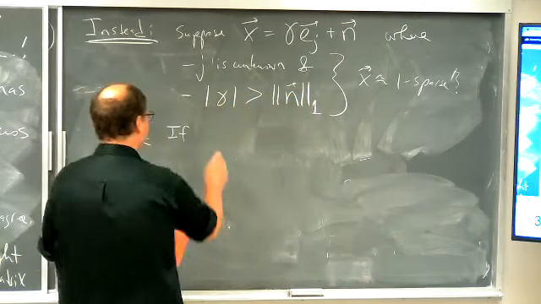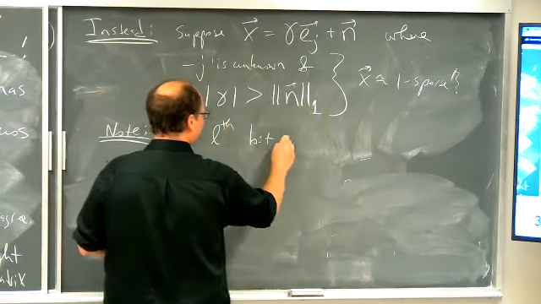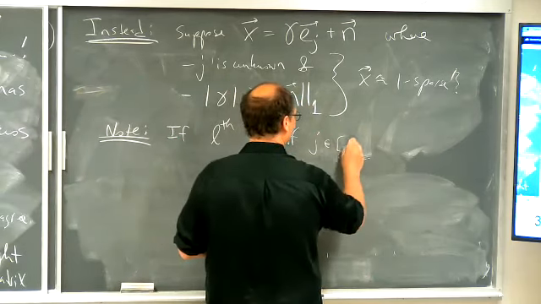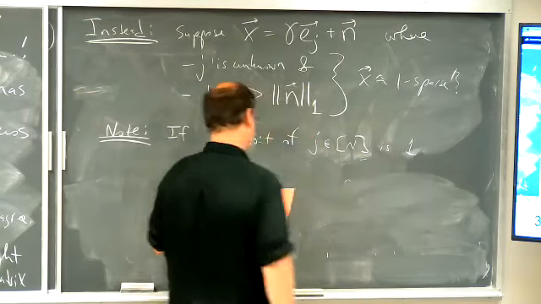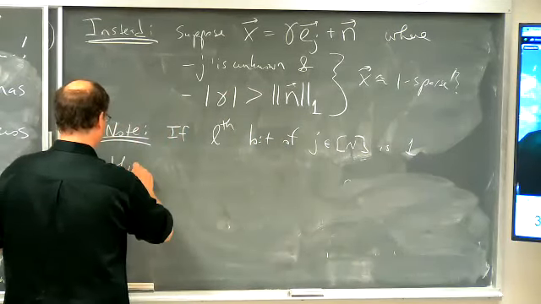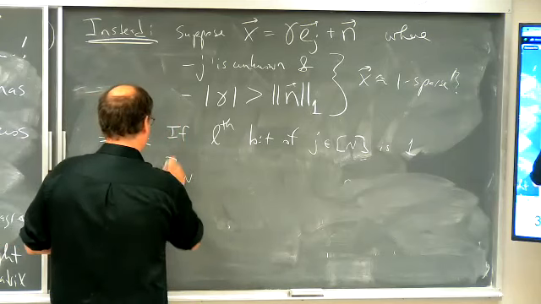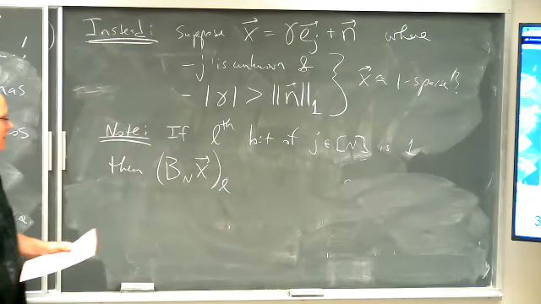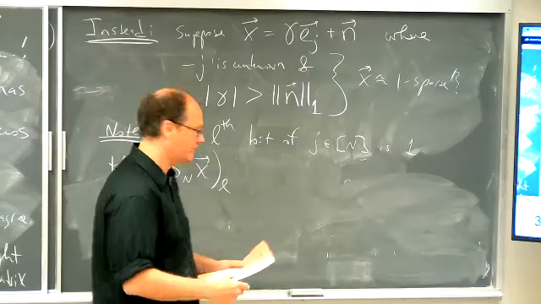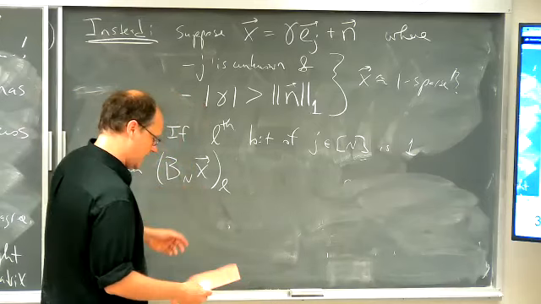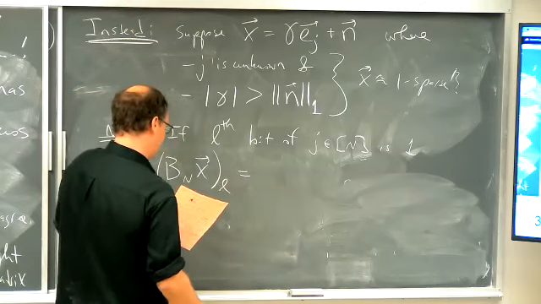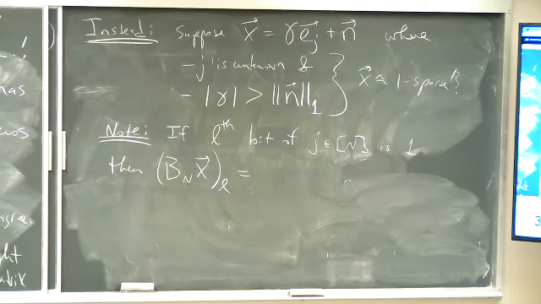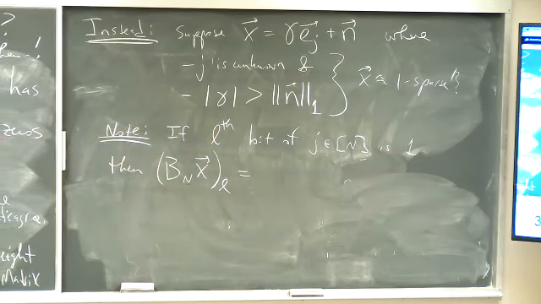So notice if the Lth bit of J, whatever it happens to be, we don't know it, is 1, okay, then Bn of X, if I look at the Lth entry, so that's the bit I'm currently trying to reason about, this is going to be equal to, so let me go back and sort of show you how this example looks. You'll see what this is equal to. When I make this claim, it should make sense.